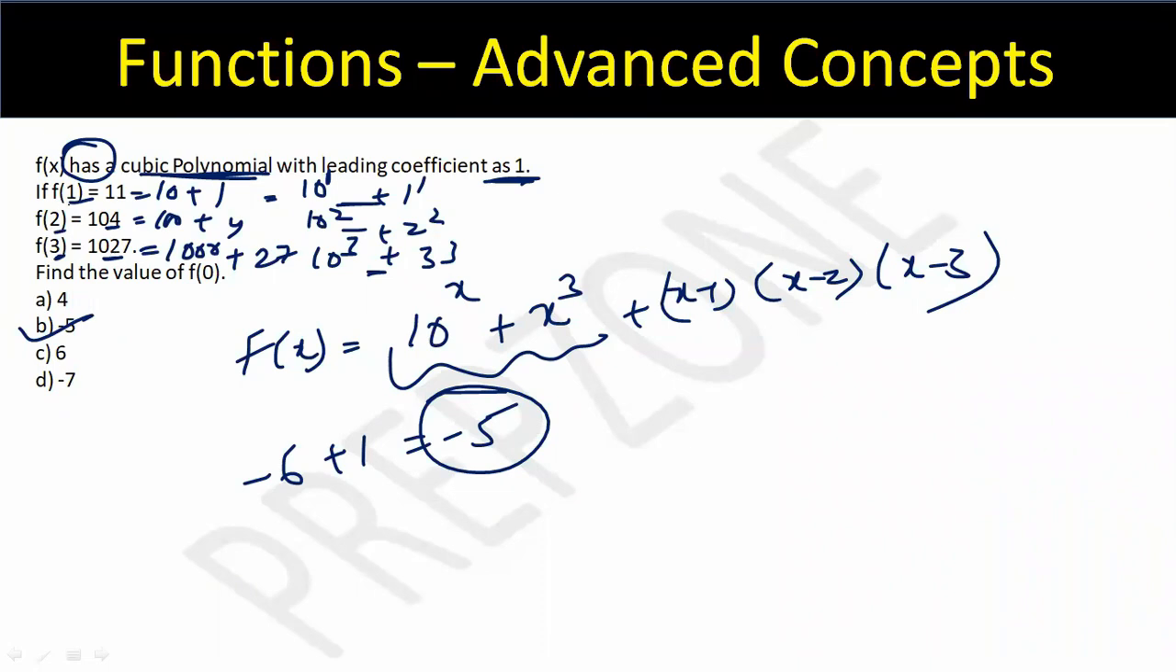So what we'll do is say (x minus 1)(x minus 2)(x minus 3), so that if I put x equals 1 here, this term goes to 0. If I put x equals 2, this term goes to 0. If I put x equals 3, this term goes to 0. Plus, it was also given in the question that f(x) is a cubic polynomial, and that is how I can generate a cubic polynomial.